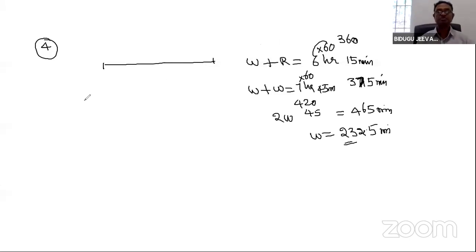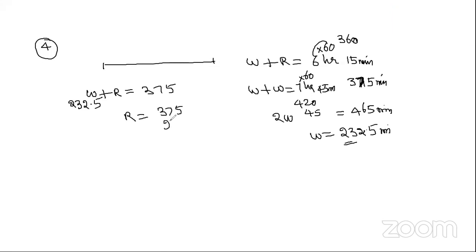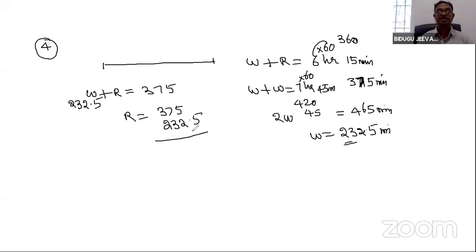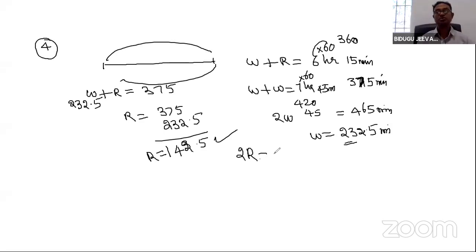One walk is given. Substitute here. Walk plus ride, we have the equation, that is 375. Substitute walk as 232.5. So 375 minus 232.5, let me subtract those. So ride is equal to 142.5. Yes, exactly. Now, what is the time taken to ride both ways? That means while going and while coming. So we need to calculate 2 rides. So 142.5 into 2. How much is this?